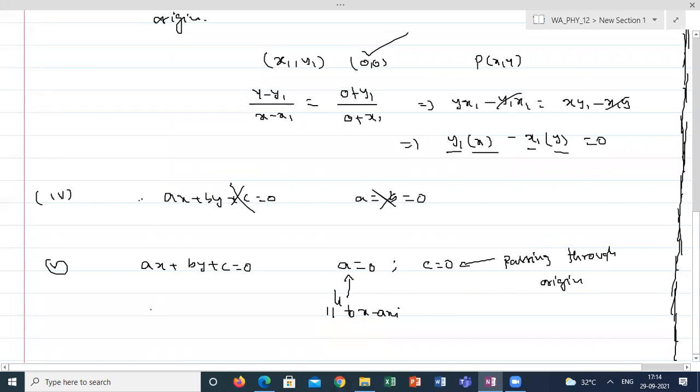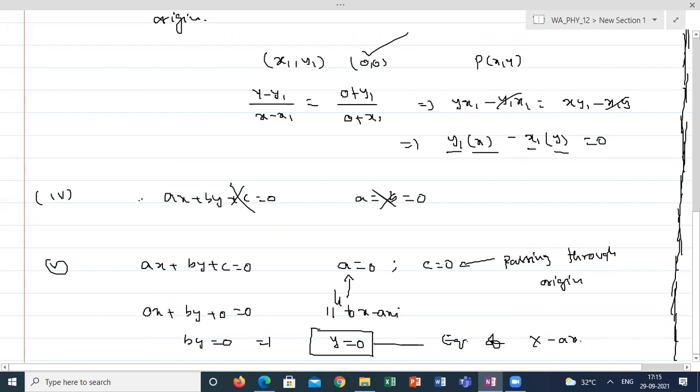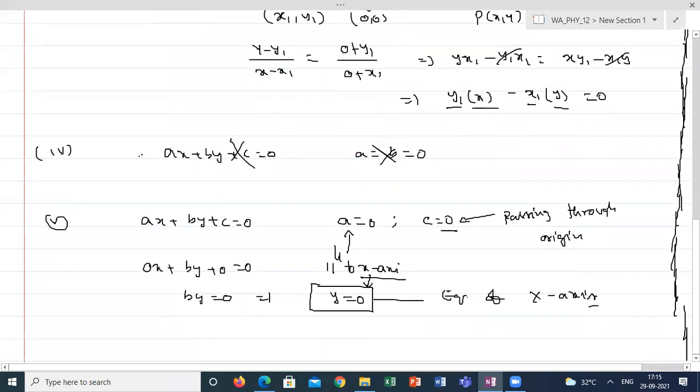So from here we will get 0x plus by plus 0 is equal to 0, by is equal to 0, and y is equal to 0. That means this is the equation of x-axis. A line passing through origin and parallel to x-axis, that equation is y is equal to 0. That is nothing but the equation of x-axis, we can define it like this.